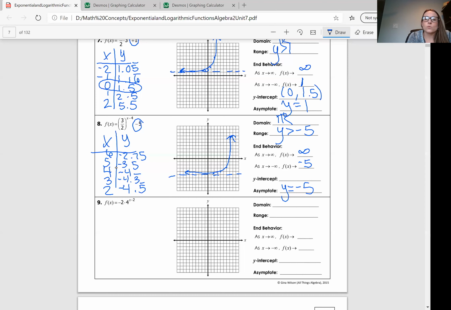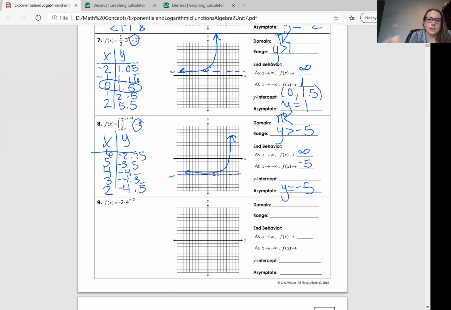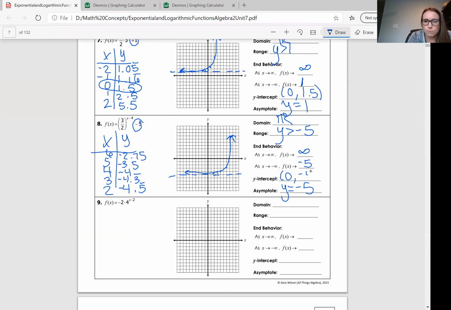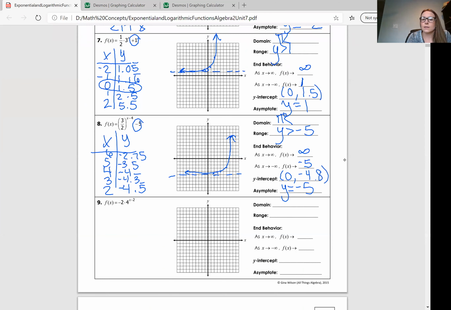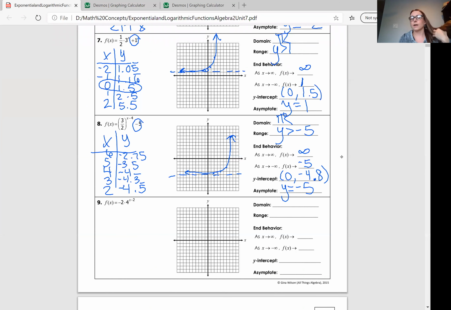All right, your y-intercept is when x is 0. Do we have 0 here? No. Okay, so what you want to do is look at where 0 is here, and I would just round. So negative 4.8 is fine. I think I put negative 4.802 on mine, but it's totally fine. So 0, negative 4.8. Okay, so there's that. Again, if you don't know how to do that without a calculator, substitute 0 and do the math. That's going to be a little more difficult, but you can do it. Number 9. All right.